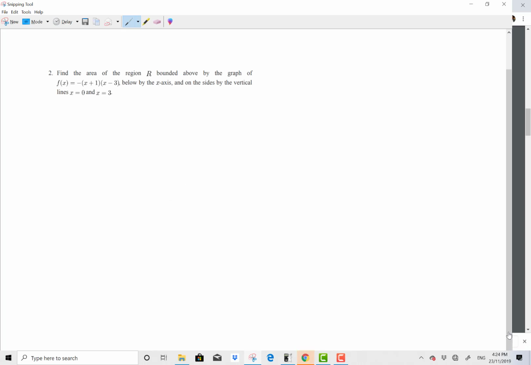Alright, so with this being the case, now number 2. They said to find the area of the region bounded above by the graph. And the graph is negative (x plus 1) times (x minus 3), below by the x-axis, and the vertical sides of x equal to 0 and x equal to 3. Now, we recognize that it's quadratic. If I sketch that quadratic, it's going to be intersecting at negative 1, and it's going to be intersecting at 3, obviously, and that's my situation right there.